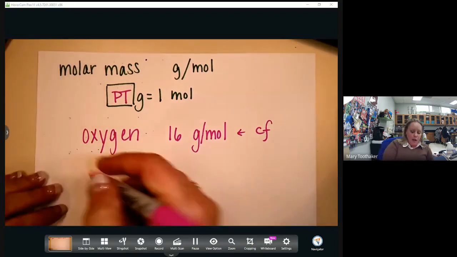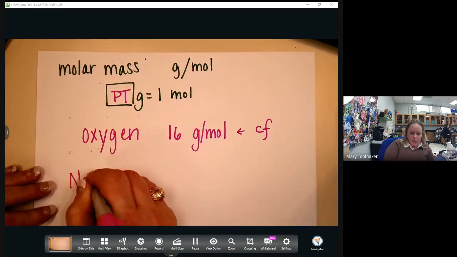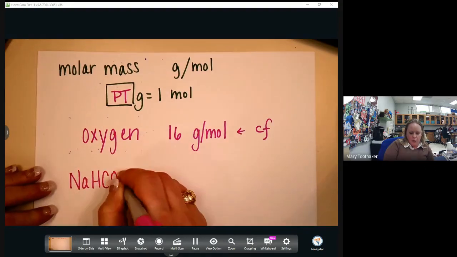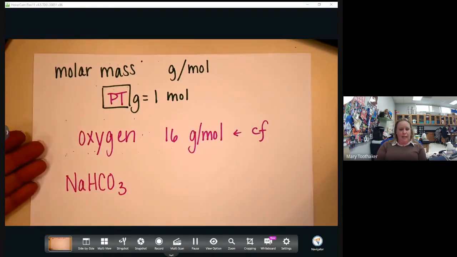All right. Let's go ahead and do a compound. Let's do baking soda. NaHCO3 is baking soda. That is sodium bicarbonate. What is the molar mass of sodium bicarbonate?